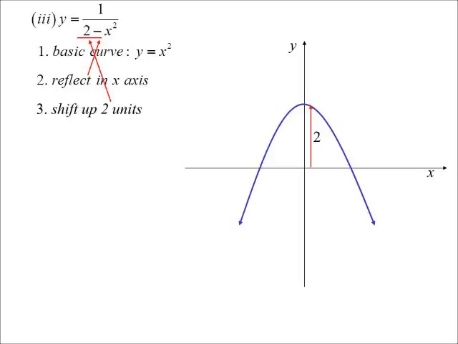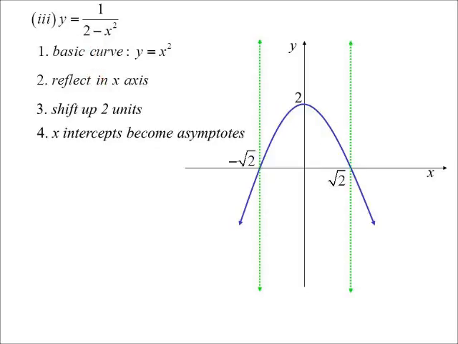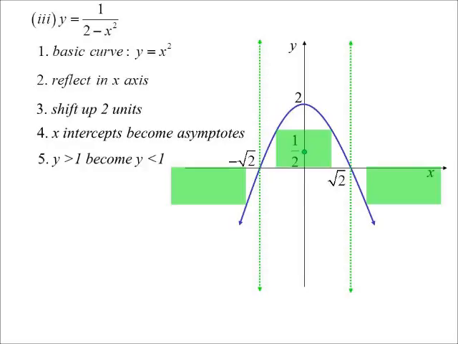But now I'm turning this curve upside down. So the x-intercepts become asymptotes. There they are, minus root 2 and root 2. Anything bigger than 1 becomes smaller than 1, so that turning point at 2 will go to a half. So we'll turn 2 upside down, we get a half. Another key point to know is actually 1, of course, because turn 1 upside down, you get 1.